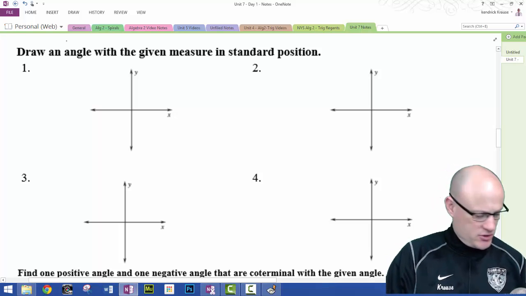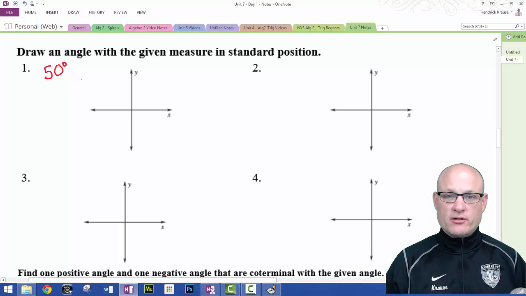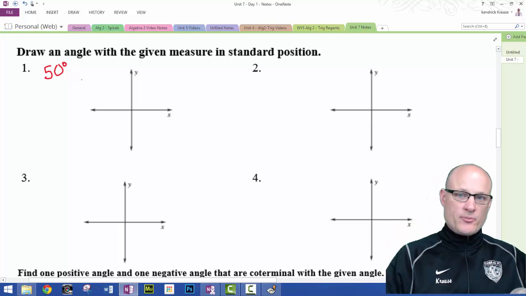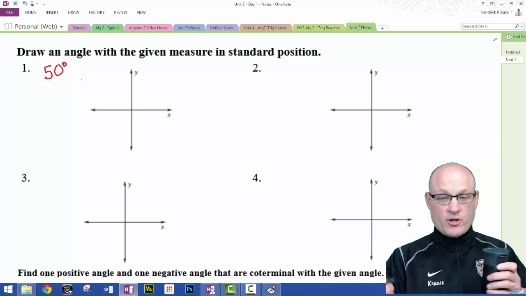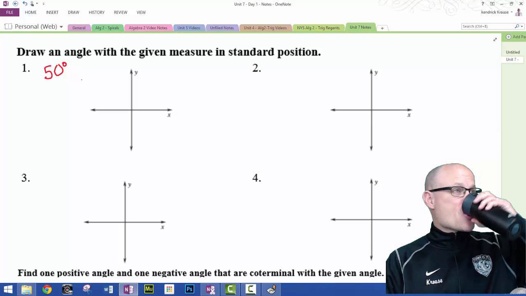All right, so my first one here I want you to do is, let me go back to red. It makes it so much easier. 50 degrees. I would like you just to draw a 50-degree angle. Hit pause now. You're pausing.